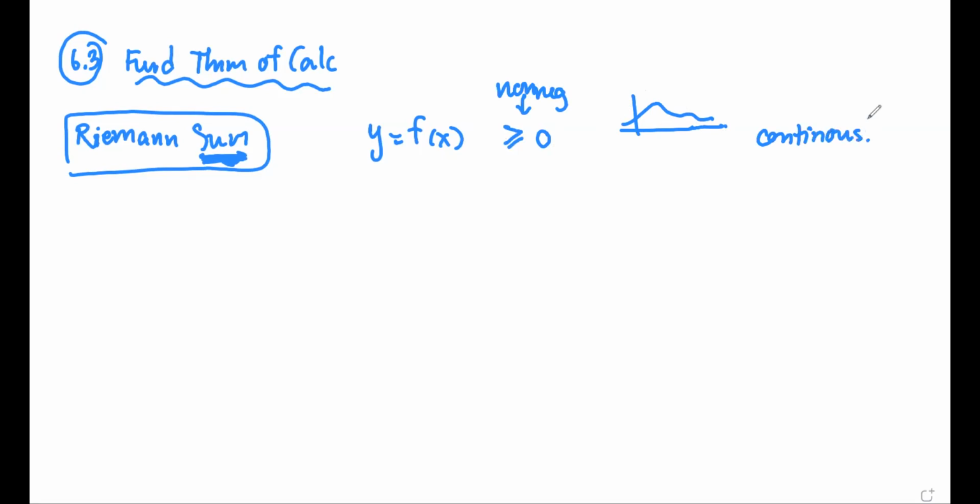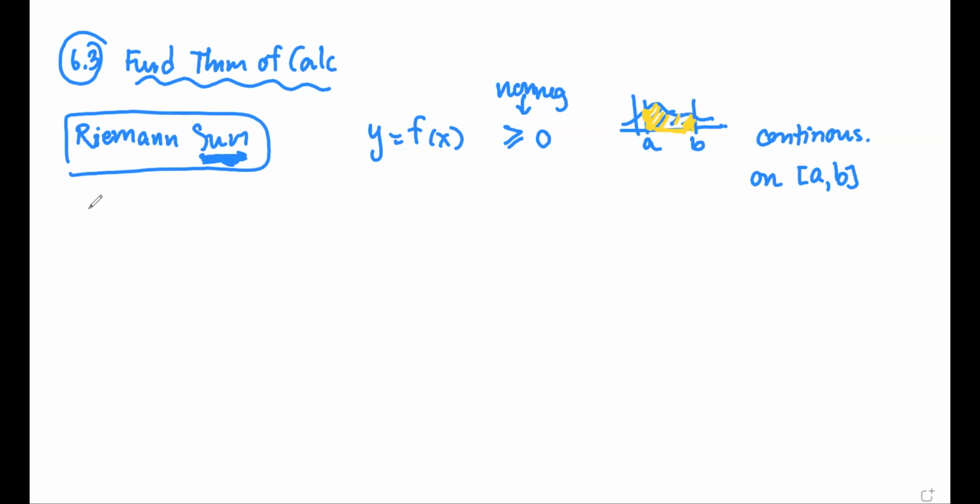From this assumption, we have to know the bound of the graph, like from point A to point B. So we put the condition on the closed interval AB. That means we are looking for the area between the curve and the x-axis from point A to point B, just this portion. Okay, so that's the assumption.